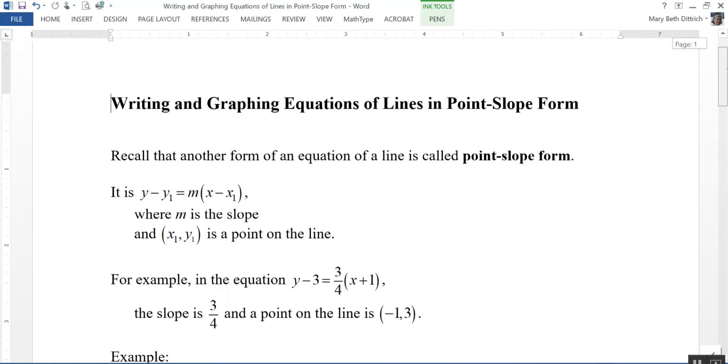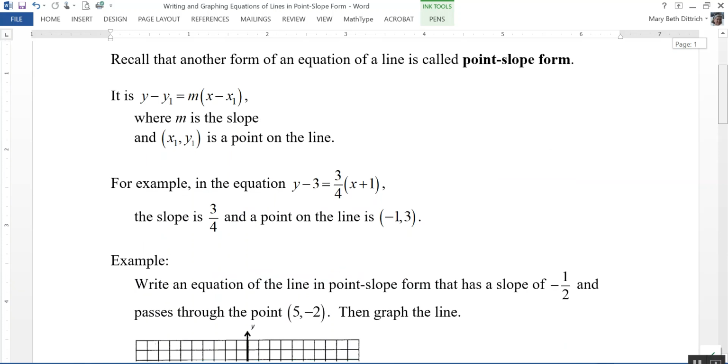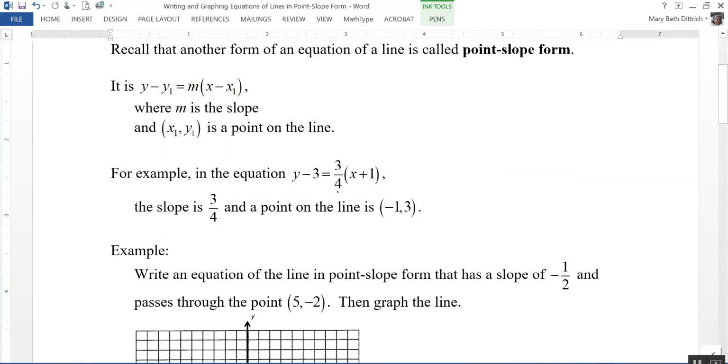So for example, in the equation y minus 3 equals 3/4 times the quantity x plus 1, the slope is 3/4, and a point on the line is -1, 3. Notice that the equation has subtraction signs in it, y minus y1 and x minus x1. So how do I know that my x-coordinate is -1? Well, this says x plus 1, which is actually the same as x minus a -1. Your x-coordinate is going to be whatever is being subtracted from x.